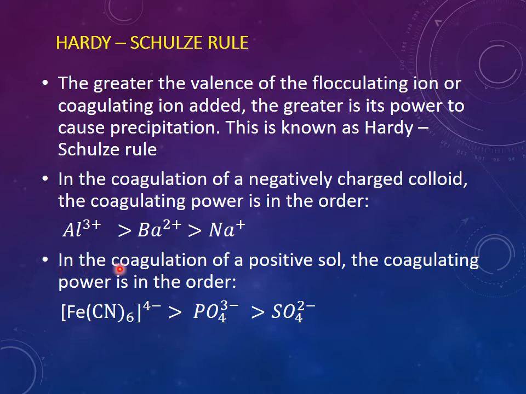In the coagulation of a positive sol, the coagulating power is in the order hexacyanoferrate is greater than phosphate and sulfate, because in the first compound the charge of the complex is minus 4. So with a total of 4 negative charges, it can easily neutralize the positively charged colloid and the precipitation process becomes faster. But in the case of sulfate ion, the charge is minus 2, so the precipitation power is less. Clear? This is about the Hardy-Schulze rule.